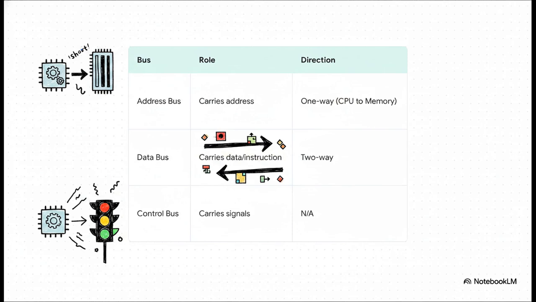There are 3 main roads on this highway. First is the address bus. It's a one-way street. The CPU uses it to shout out an address to memory, like, hey, I need what's at location 205. Then there's the data bus. This is a big 2-way highway where the actual data and instructions can travel back and forth. And finally, you have the control bus. This is like the traffic light system for the whole city, sending out timing signals to make sure everything happens in perfect sync and nobody crashes.